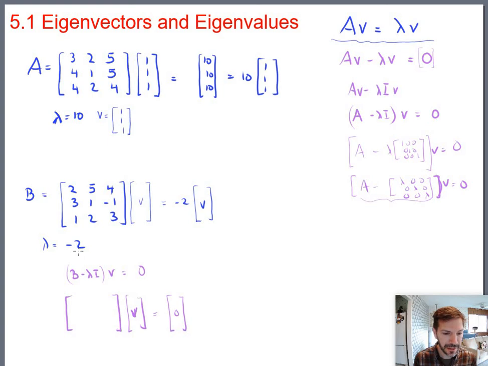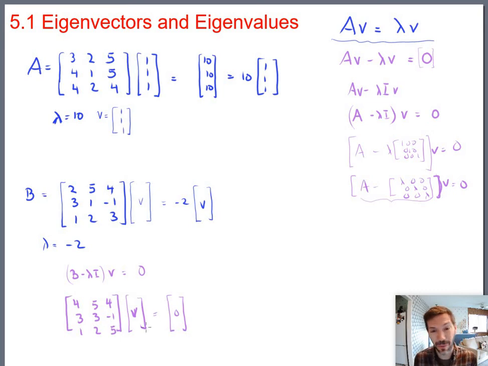And B minus negative 2 along the main diagonal. Keep in mind I only gives you lambda on the main diagonal. So that will be 2 minus negative 2, or 2 plus 2, so 4. 5, 4. The other entries aren't changed. 3, 1 minus negative 2 is 3. Minus 1, and 1, 2, 3 minus negative 2 is 5.